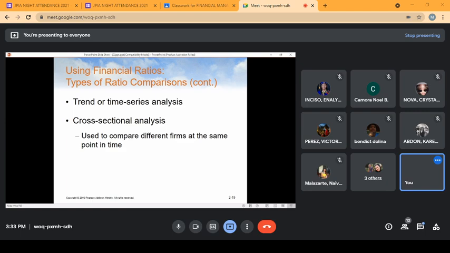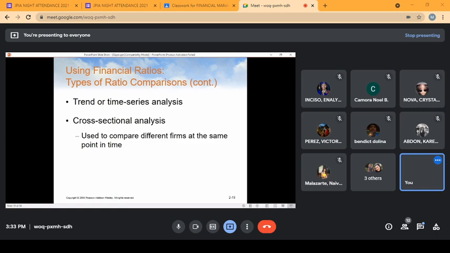We have what we call naman combined analysis, wherein simply uses a combination of both time series and cross-sectional. You prepare a time series analysis, and then at the same time, you make a cross-sectional analysis. Okay? Ito, take a look. Okay? Type of ratio comparison.